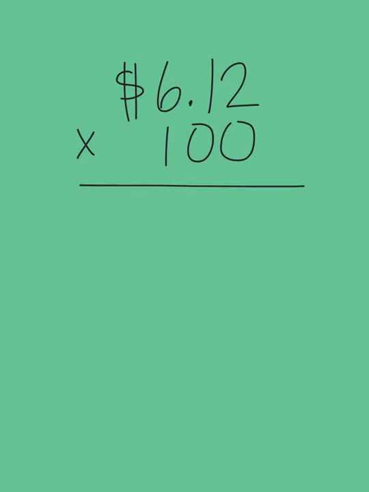All right, like last time, I want you to try doing this in your head, mental math. This is $6.12 times 100. Pause and solve it, and let's see. Did you get $612? If so, nice work. Get started on your homework.